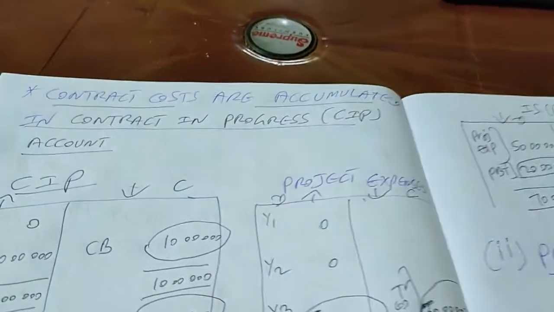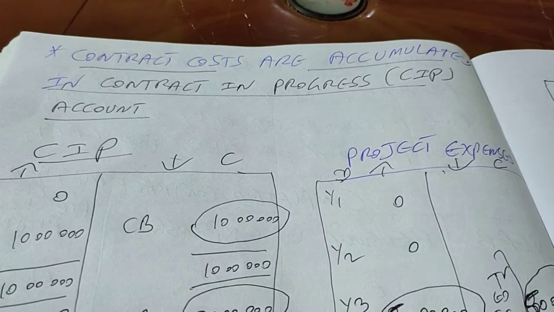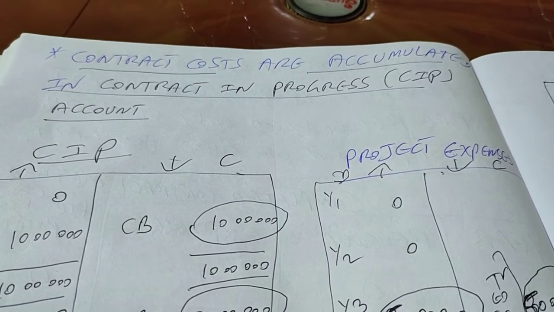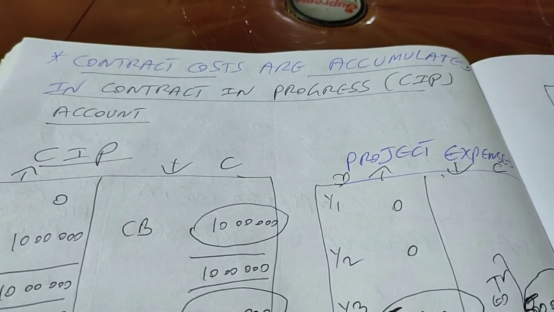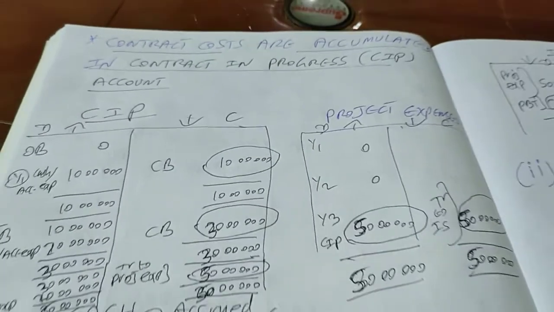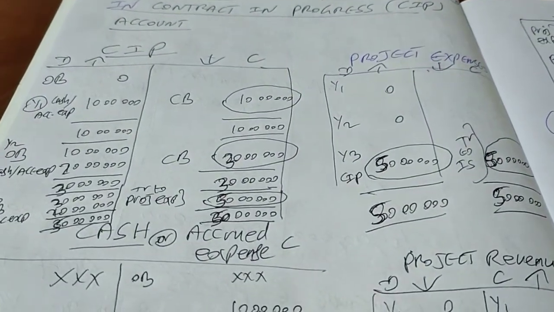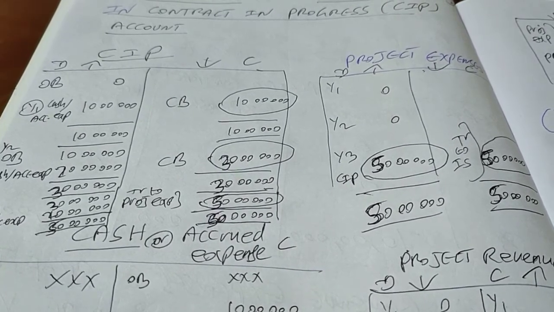I take you further, guys. The cost incurred under completed contract method, which are known as contract cost, are accumulated in a kind of intermediary permanent account known as contract in progress account. So this is how it looks like. So I have opened contract in progress T account. It is a kind of asset. It's a temporary asset.